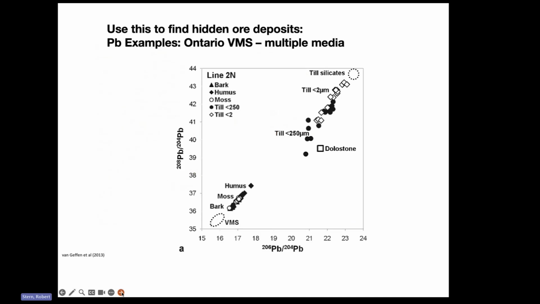And then we can use some of these ideas to help us find hidden ore deposits. So this is a VMS in Ontario that Matt gave me. Now we're looking at lead 208/204 versus 206/204. So this composition was set when the ore deposit formed back in the Archean. And then Matt and his team go out and collect bark and moss.